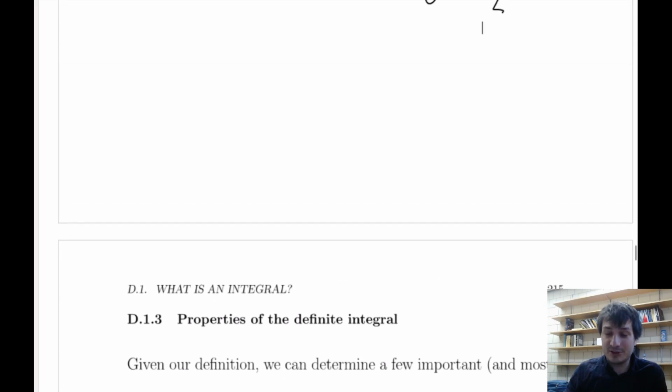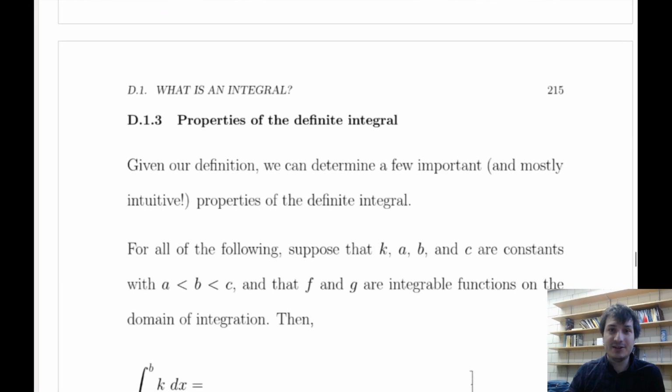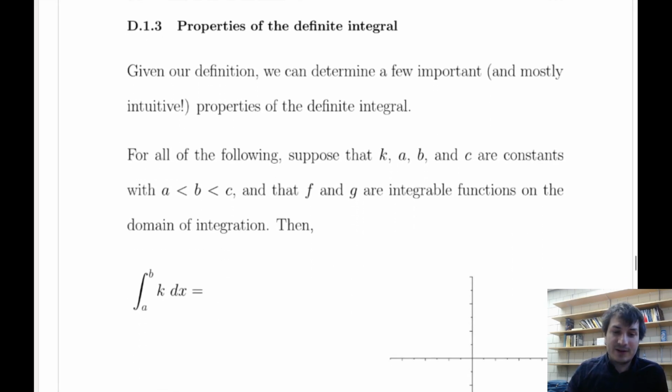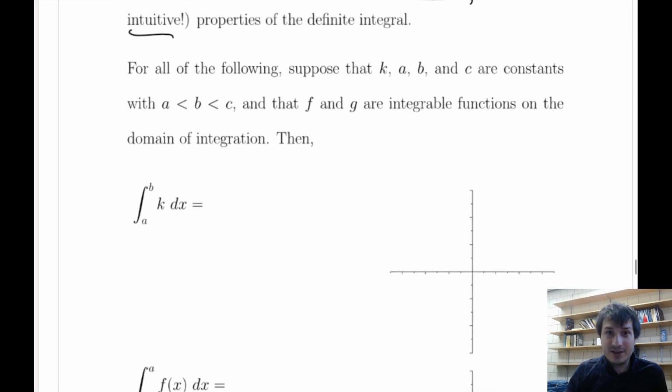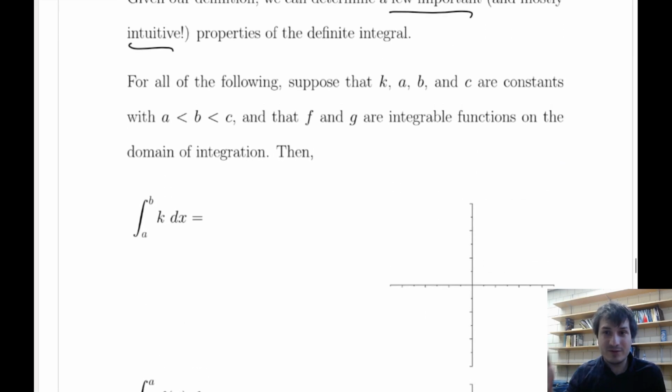Properties of the definite integral. So based on this new thing, the integral, that does area, it has some nice properties, and we're going to use the properties. Given our definition, we can determine a few important and mostly intuitive properties of the integral. There's basically a list of them. These are like the limit laws or the derivative laws. These are the laws for how integrals should behave.